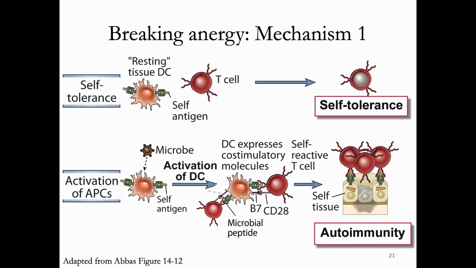Thus turning on our T cell and letting it go attack tissue, leading to autoimmunity, because once our cell is activated, it does not any further require signal 2. So if the first time that T cell happens to meet antigen happens to be in an infected antigen-presenting cell, then bad luck for you. You are going to activate that T cell. So does that make sense? Okay, so that's one way that we can break anergy.